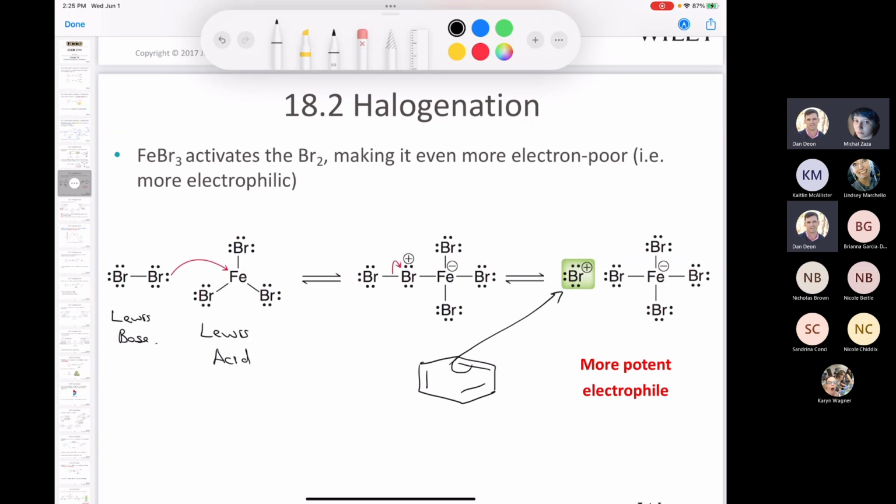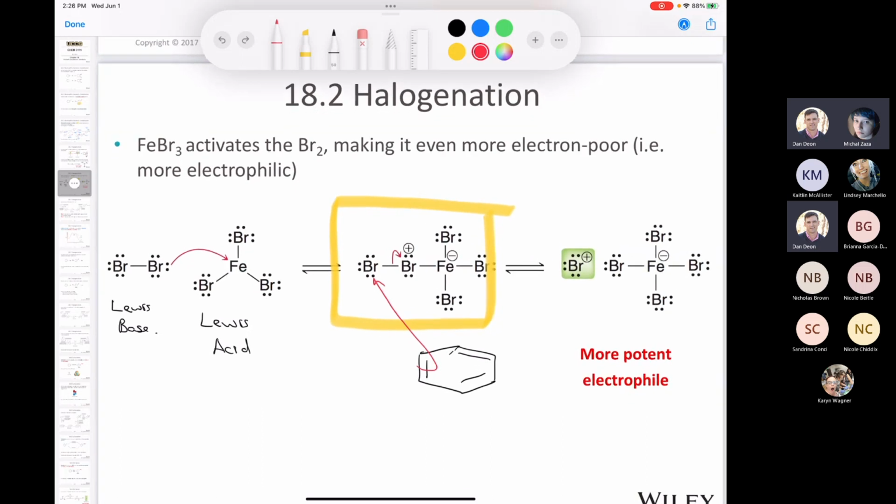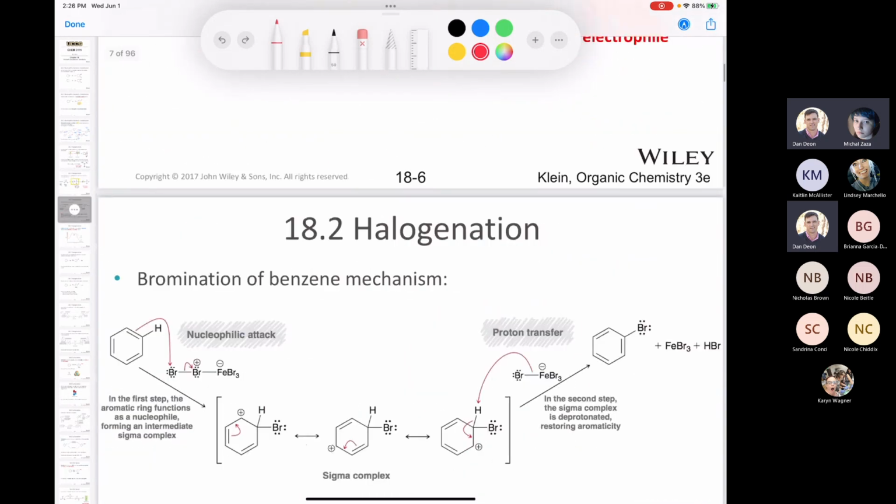Now I'll just level with you. Our book never draws the mechanism like this, because it never draws the electrophile like this. Our book always draws the electrophile like this. It always does it that way. And the way that it draws the arrow of the ring attacking the bromine, it will always do it like this. It'll show the pi bond in the aromatic ring breaking, attacking the bromine on the end, and then you end up with the bromine attached to the aromatic ring with a positive charge. And if you want to see that in full detail, well, I've got some good news. I've got it for you right here.